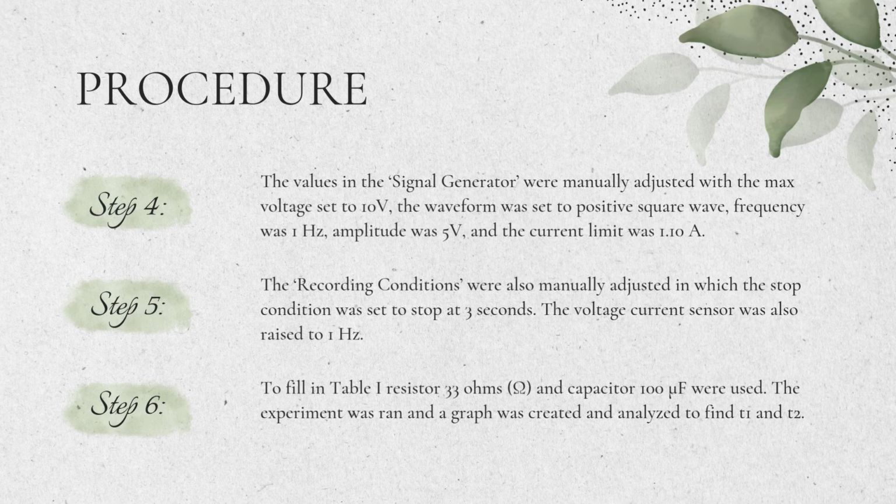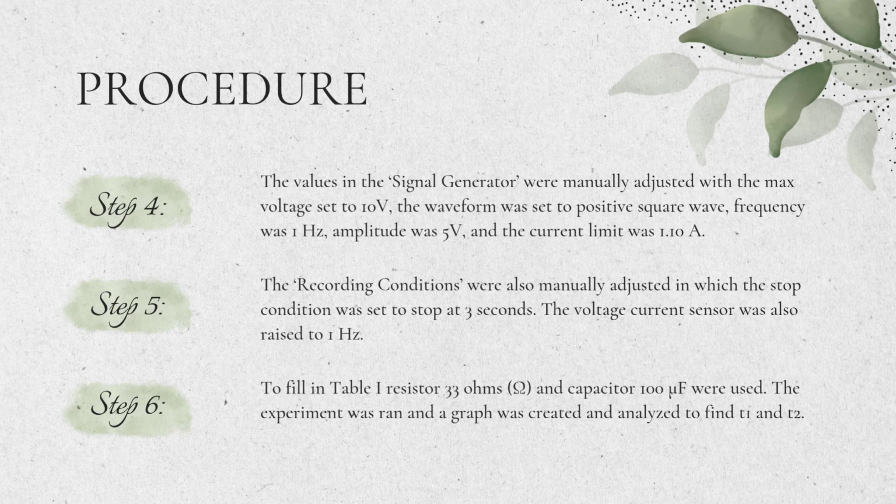Next, for step 4, the values in the signal generator were manually adjusted with the max voltage set to 10 V. The waveform was set to positive square wave, the frequency was 1 Hz, the amplitude was 5 V, and the current limit was 1.1 amp. These settings created a clear and consistent voltage signal. The positive square wave was useful because it allowed us to see repeated cycles of charging and discharging of the capacitor.